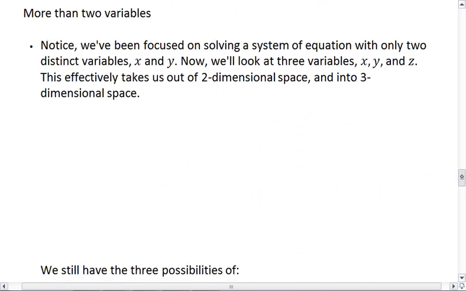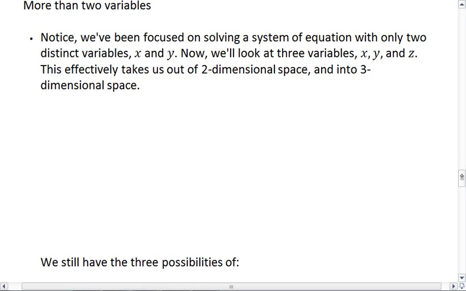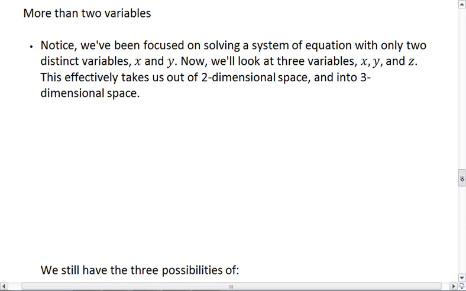Last thing I want to talk about is what happens when we have more than 2 variables. So notice we've been focused on solving a system of equations with only 2 distinct variables, x and y. Now we'll look at 3 variables, x, y, and z. This effectively takes us out of a 2-dimensional space and into 3-dimensional space.